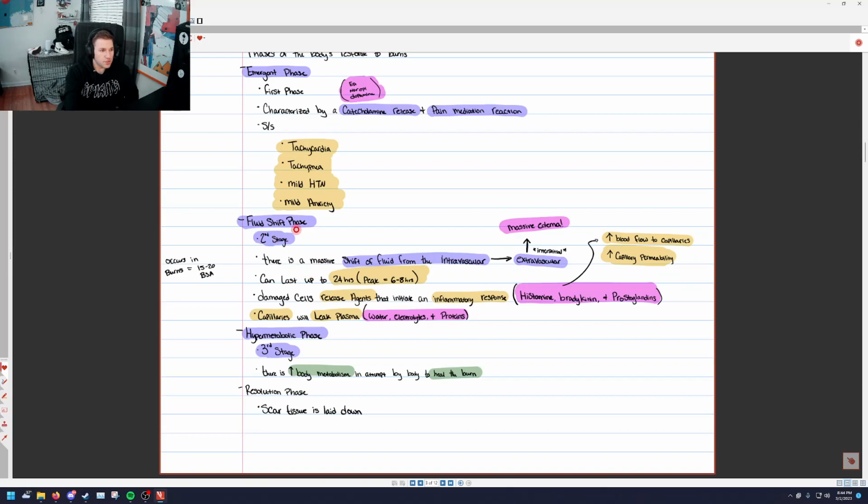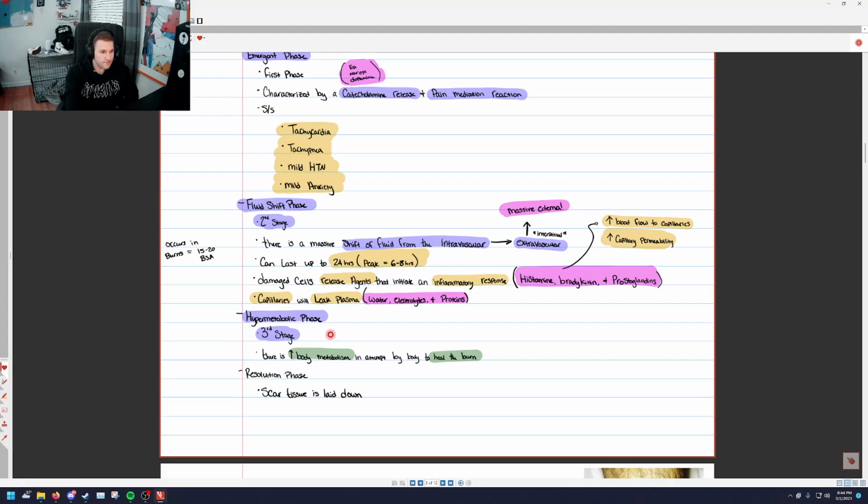Then we're going to have a fluid shift. This is going to have our intravascular fluid go into extravascular, and we're going to see edema build up. This lasts up to 24 hours. We're going to have a release of histamine, bradykinin, prostaglandins. Hopefully I said that right. And our capillaries will leak plasma.